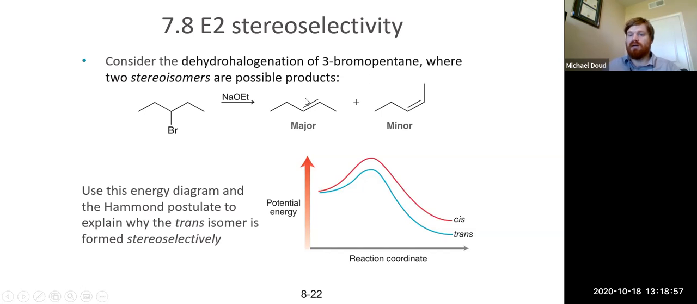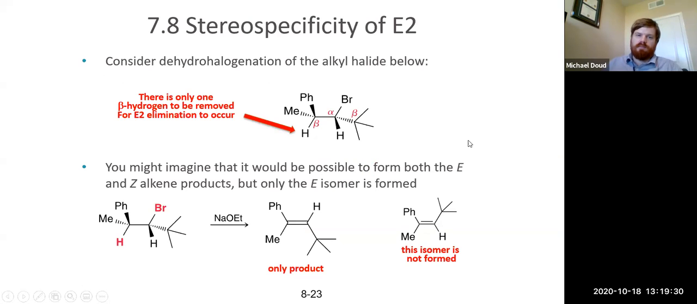Now, in this case, as you can imagine, the trans product is going to be more stable, which is what we just talked about, and so it's going to be preferred as the product thermodynamically over the less stable cis product. Imagine why it is that the trans isomer is going to be favored? Well, in this case, we're looking at the energy diagrams. Not only is the trans product more stable, the activation energy is less as well. So it'll be kinetically and thermodynamically favored.